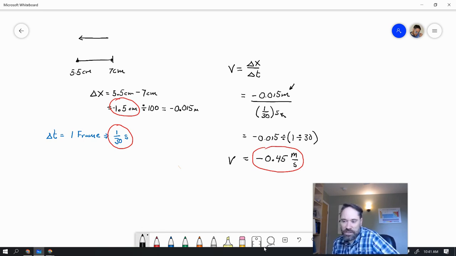And because we're talking about this in terms of the car before it impacts the wall, I would go ahead and say that this is my initial velocity. So my starting velocity is this negative 0.45 meters per second.